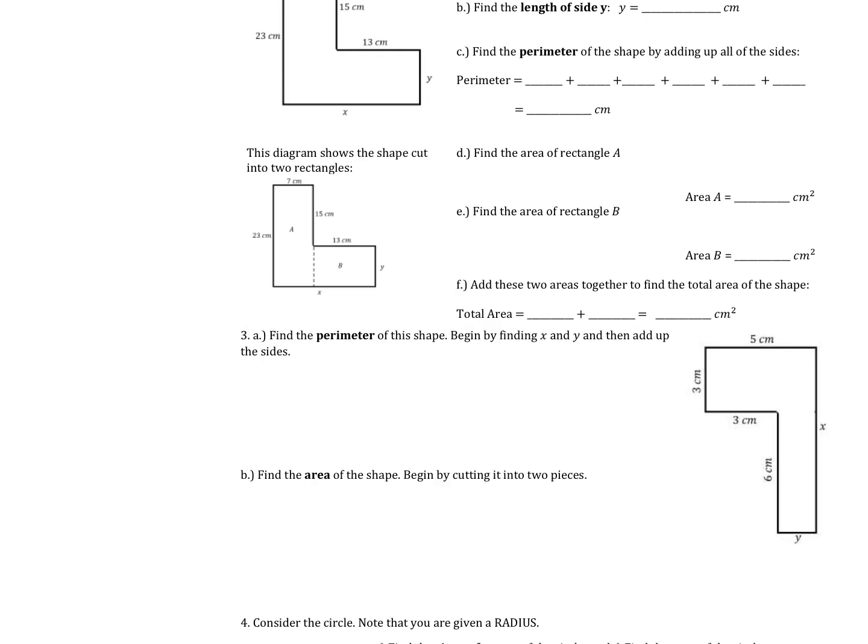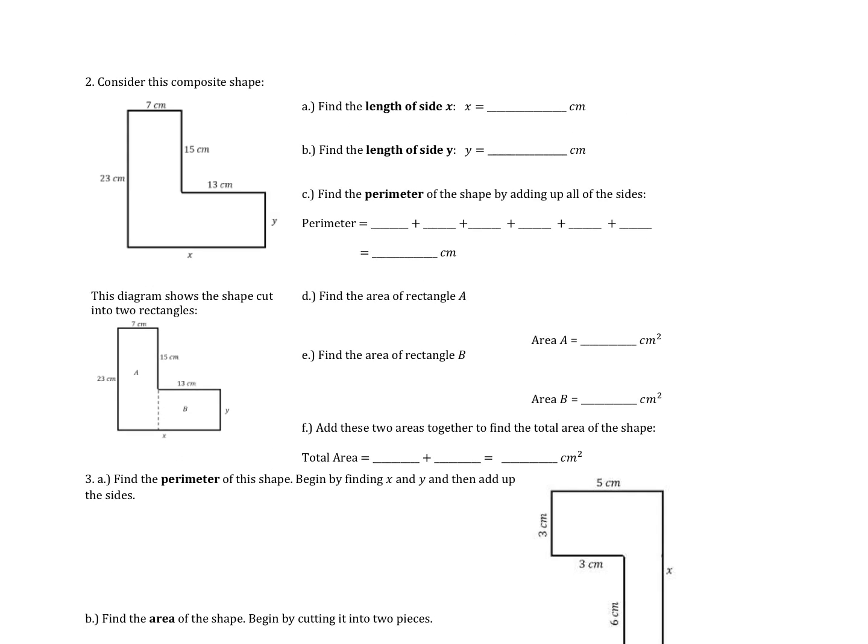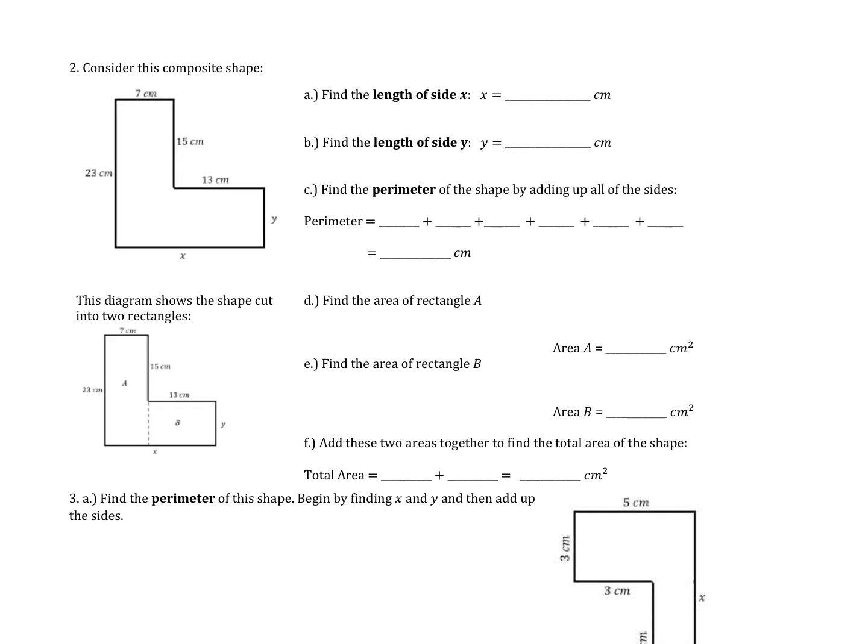Okay, we're now up to question 2. Consider this composite shape, this L shape. I've got to find the length of side X. Well, how am I going to do that? Here is X here. And I know that because this is made up of rectangles, X is going to be the same as that one and that one, both of the horizontal ones. So X is going to equal 7 plus 13, and 7 plus 13 is 20 centimetres.